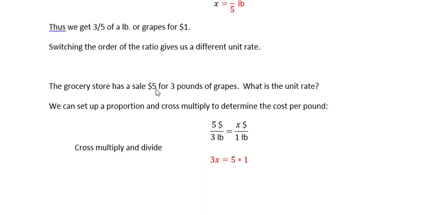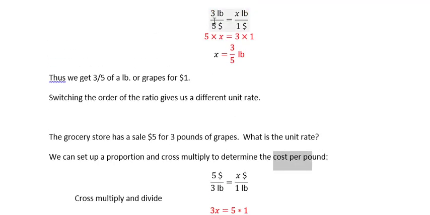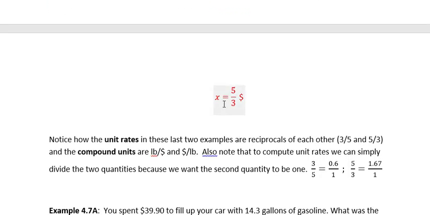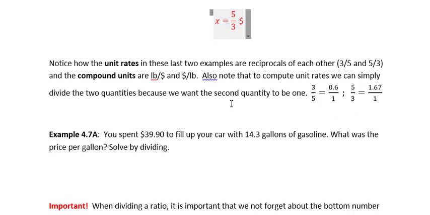So here we're going to go to the grocery store. We're getting the same $5, the same 3 pounds of grapes. What's the unit rate in cost per pound? Notice the difference. The other one was pounds per dollar. This one is dollars per pound. Cross multiply and divide, and you get 5/3.